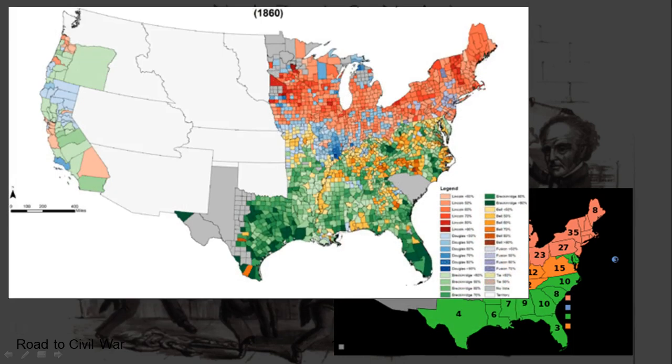I like this map as well. The colors are basically exactly the same. The green still represents Breckinridge. The kind of orange-yellow still represents Bell. The blue, Stephen Douglas. And the red, Abraham Lincoln.